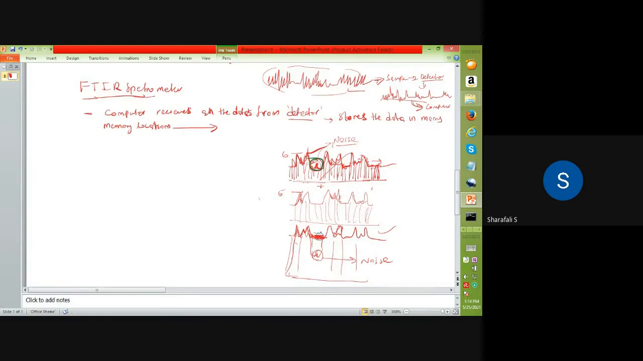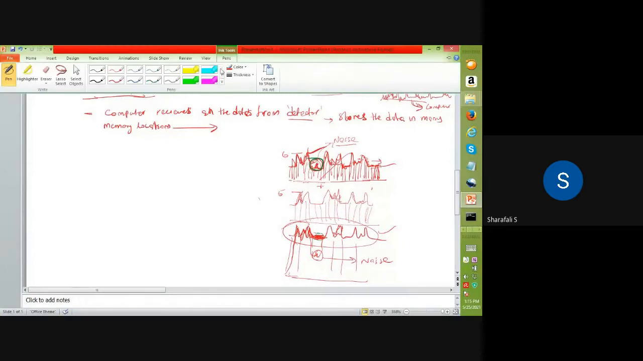Okay? So if you are taking multiple observations or multiple examinations of the same signal and adding all the signals together, that will reduce the noise level. Okay? Because the intensity of the spectra will get increased each time, and the noise will be getting reduced.